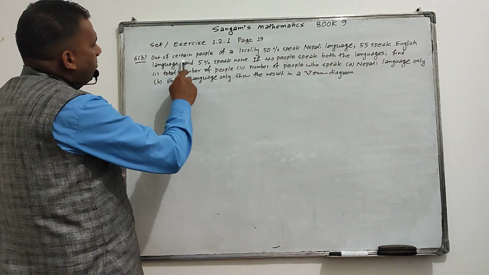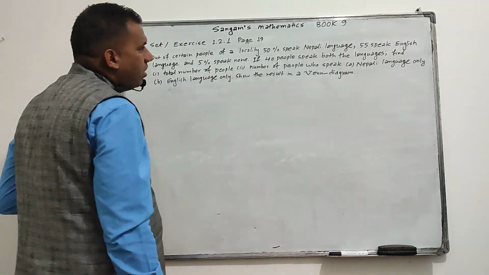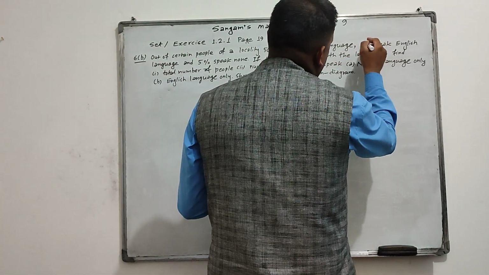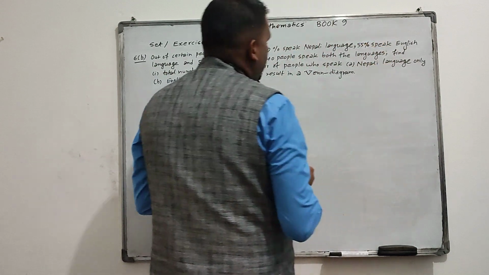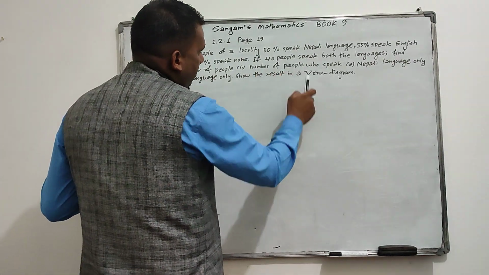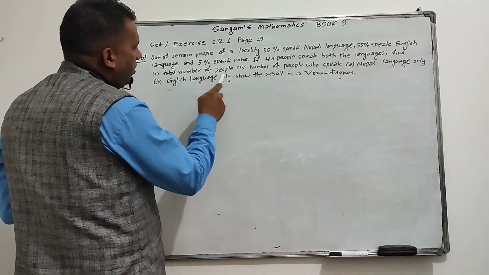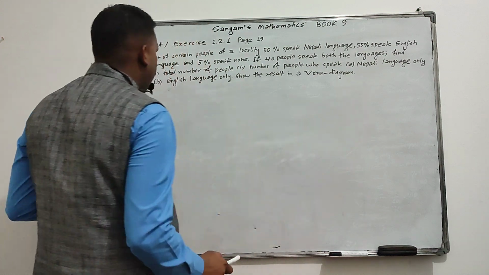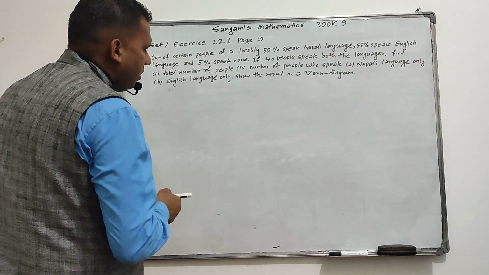Out of certain people of a locality, 50% speak Nepali language, 55% speak English language, and 5% speak none. If 40 people speak both the languages, find 1, the total number of people, 2, the number of people who speak A, Nepali language only, B, English language only. Show the result in a Venn diagram.